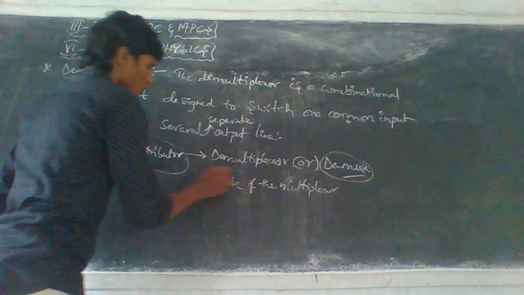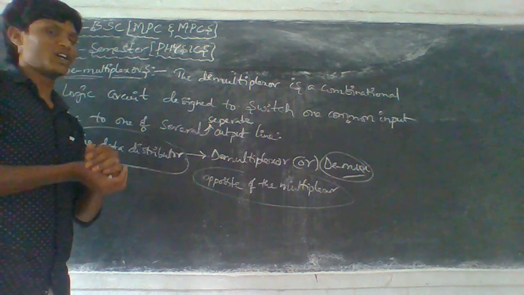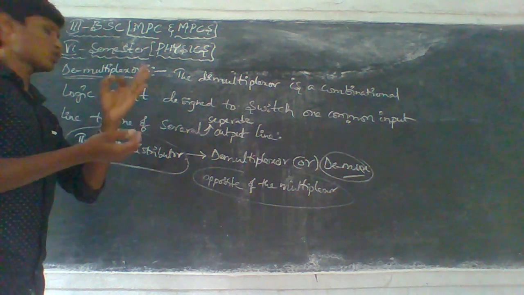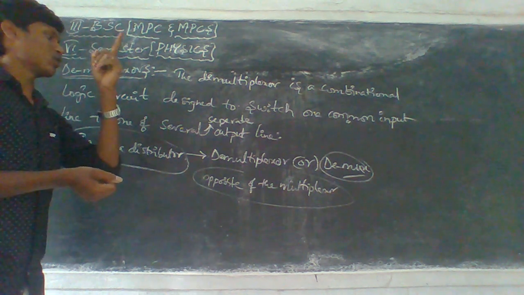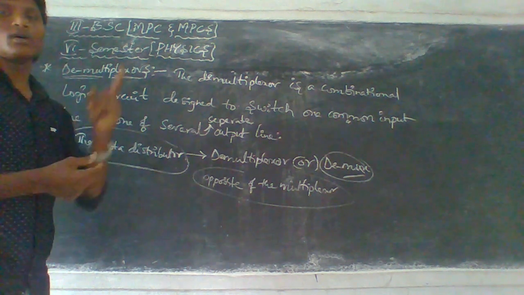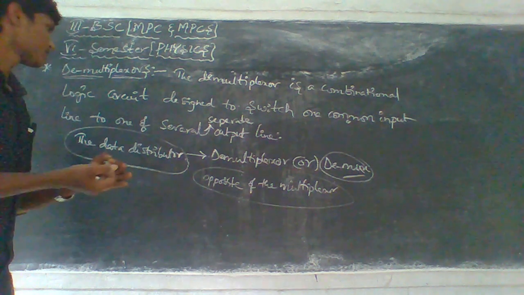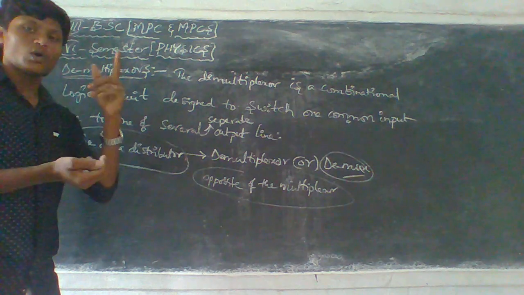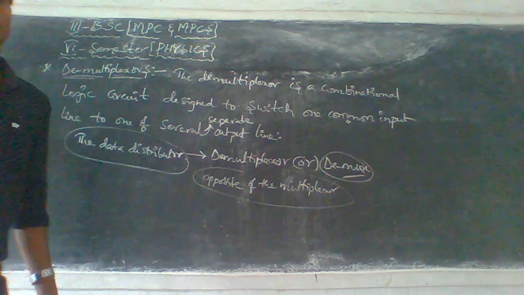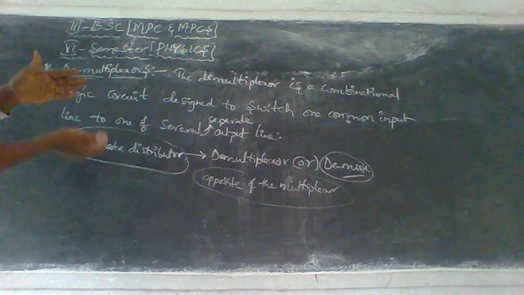So what is a multiplexer? First of all, the multiplexer is a combinational logic circuit designed to switch several common input lines to one output line. But the demultiplexer is the exact opposite of the multiplexer. It is a combinational logic circuit designed to switch one common input line to one of several separate output lines. So this is about the demultiplexer.